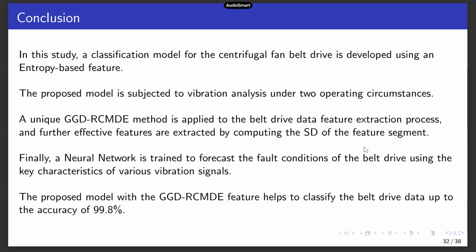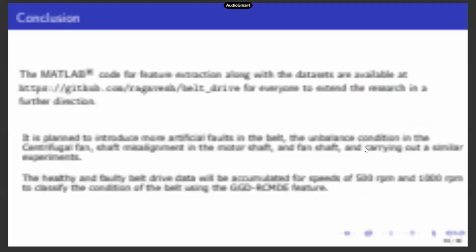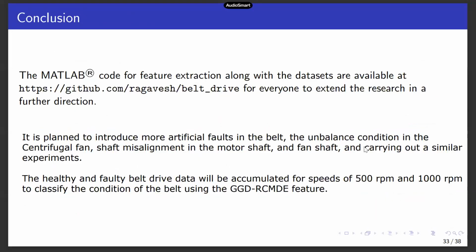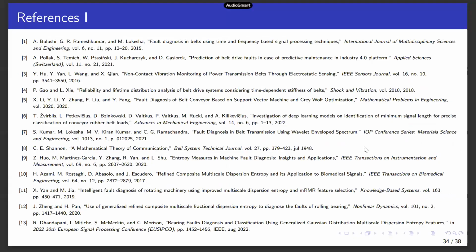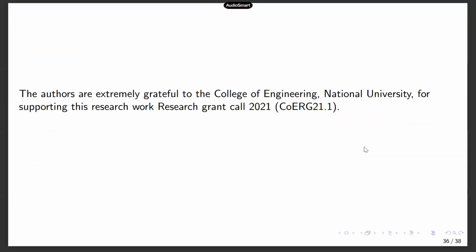Yes. So in conclusion, we used the DGD RCMD method and applied it for best performance, and we achieved an accuracy of 99.8%. Further, we are planning to conduct another experiment for unbalance and misalignment conditions with different operating speeds. These are my references. The author is extremely grateful to the College of Engineering, National University of Science and Technology for supporting this research work.